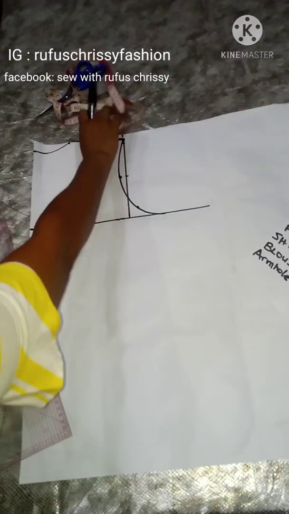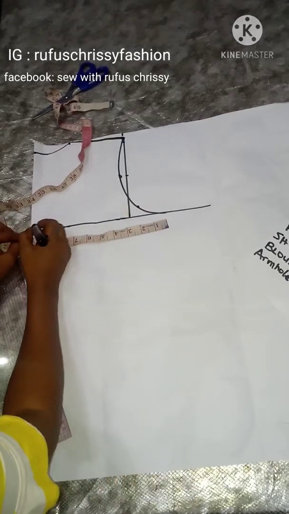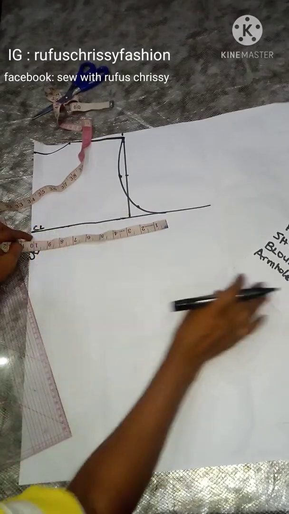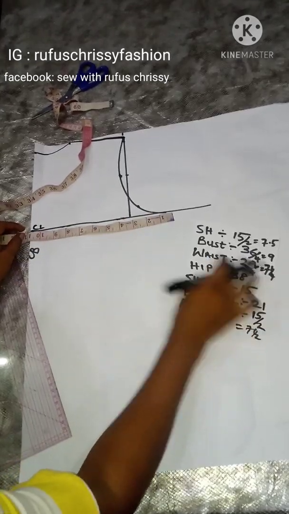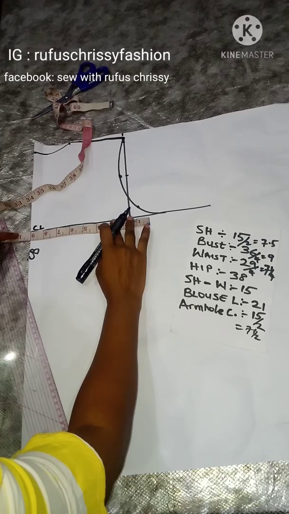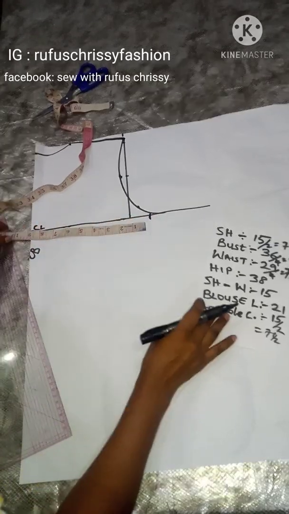Now after that, I have to insert my bust measurement. This is a chest line. So on this chest line, I will insert my bust measurement. That is 9 inches. So I'll go ahead and mark 9 inches.